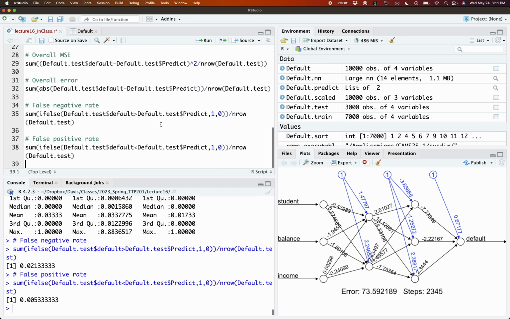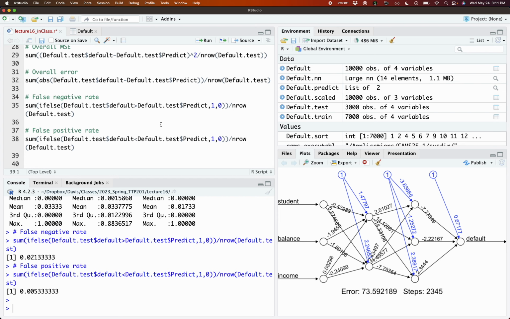So the false negative rate ends up looking something like this. So it's more common in this model to incorrectly predict that someone isn't defaulting when they are, and it's doing better at not saying someone who hasn't defaulted is defaulted.